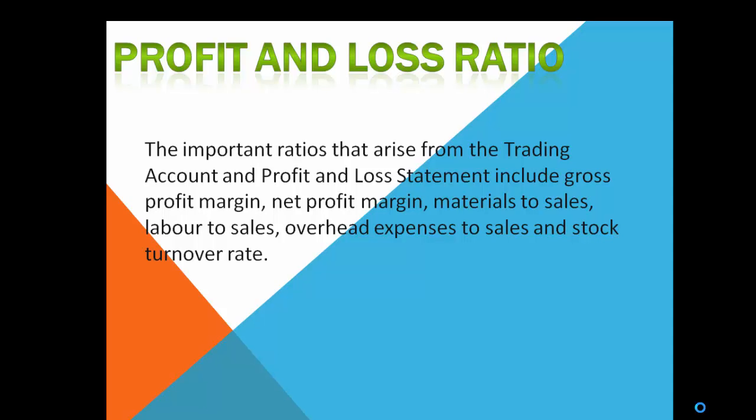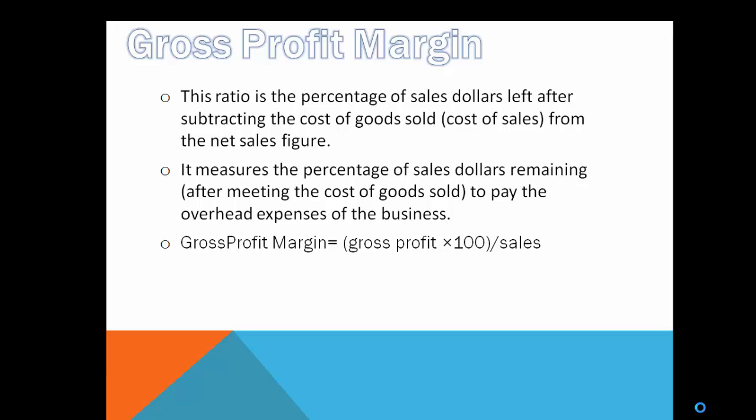Profit and loss ratio is the important ratio that arises from the trading account, and profit and loss statements include gross profit margins, net profit margins, material to sales, labor to sales, overhead expenses to sales, and stock turnover rate.